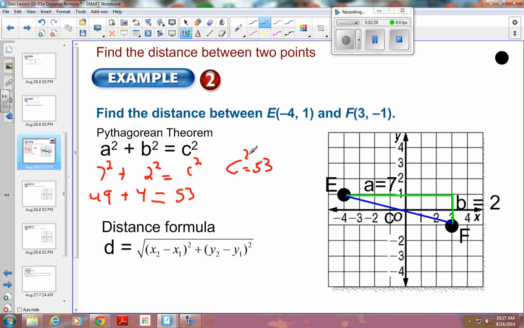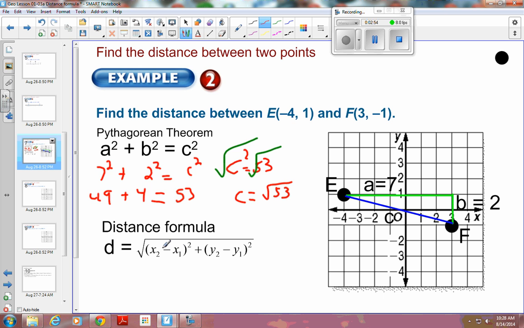And the opposite of squaring is square rooting, so to get that by itself, I square root that and I square root this. And so C is equal to, I say the square root of 53 because it's not a perfect square, like 49 or 64. So final answer there would be, using Pythagorean theorem, this blue distance here is the square root of 53.